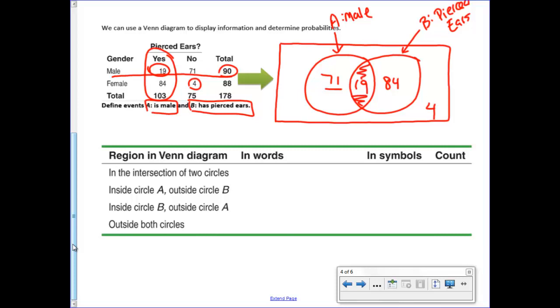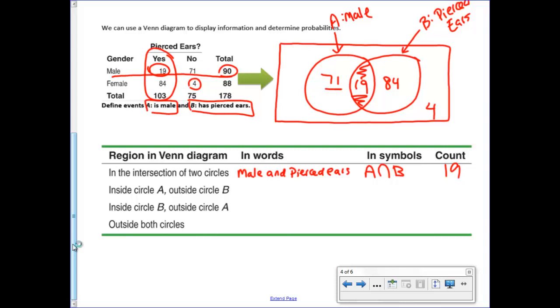They are male, and they have pierced ears. So we're going to write it: male and pierced ears. The symbol for that is the part they have in common. It's the intersection. So that's where we use the symbol for intersection. We have male is represented by the A, and the intersection of B, which is the pierced ears, and how many are in there? We have 19.